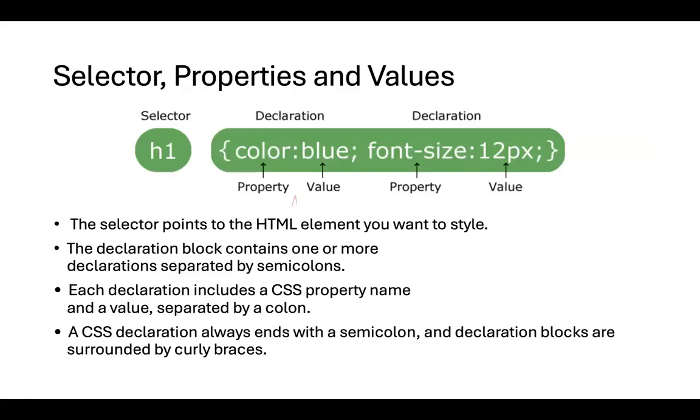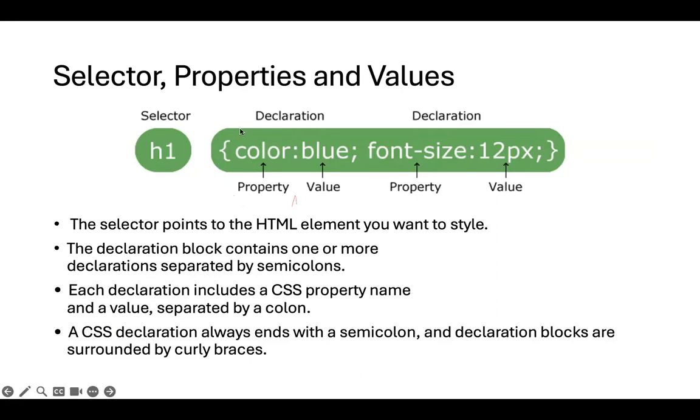Now we're going to talk about CSS statements. This is the main thing. Here we are going to talk about the selector, declaration, properties and values. This is basically how we give the style. Here, H1 is the selector. The selector points to the HTML element we want to style. Which element we want to style is the selector. You can specify which tag we want to style.